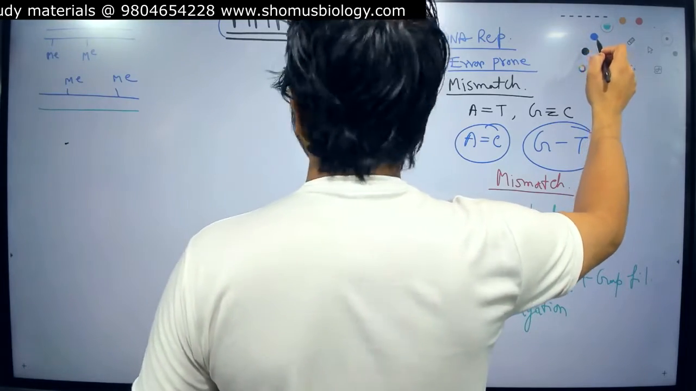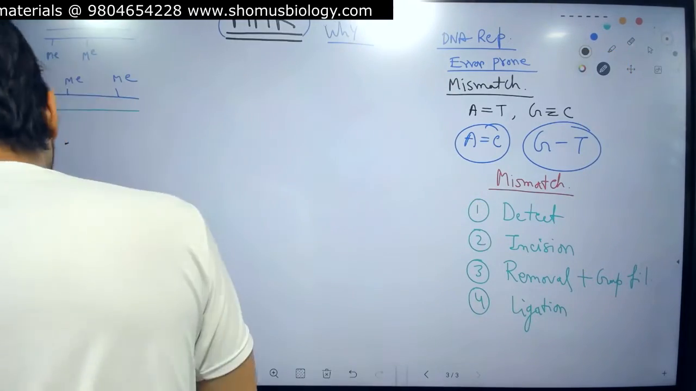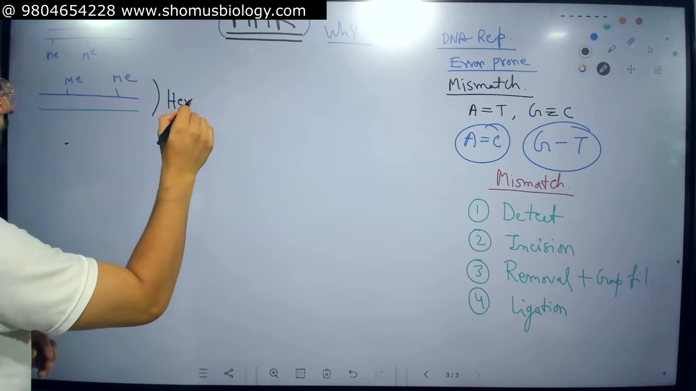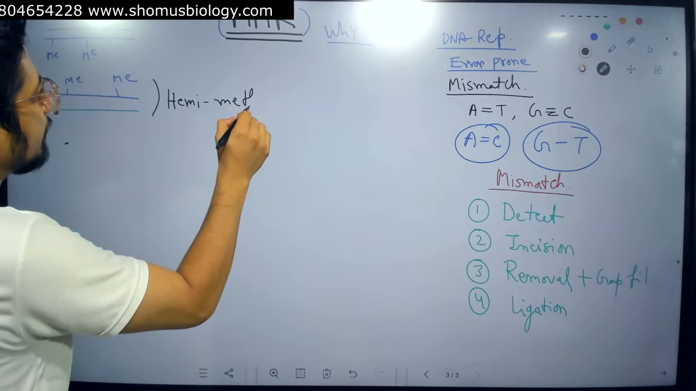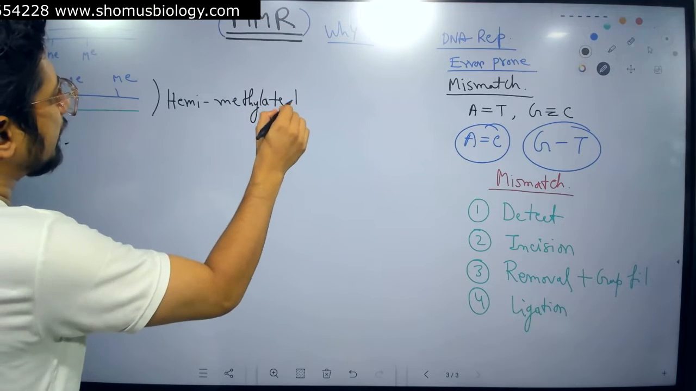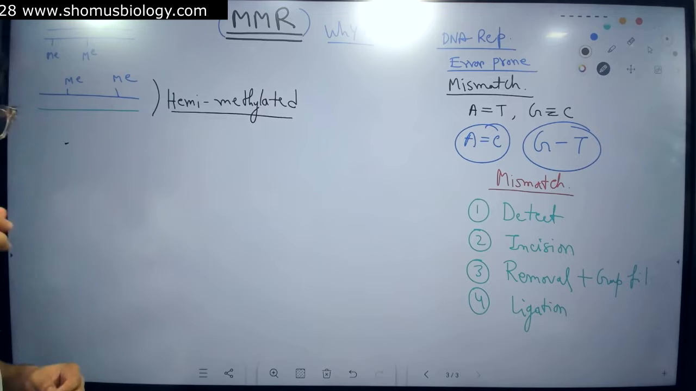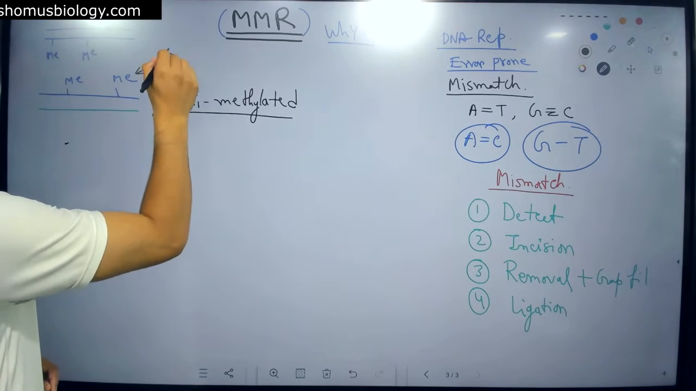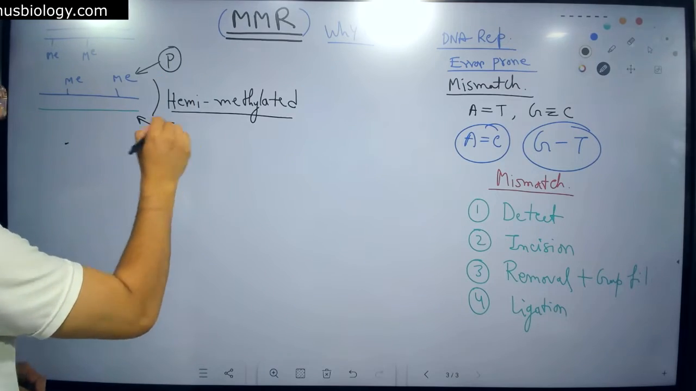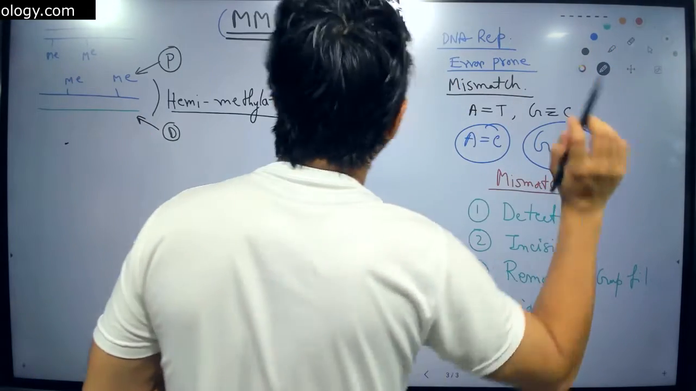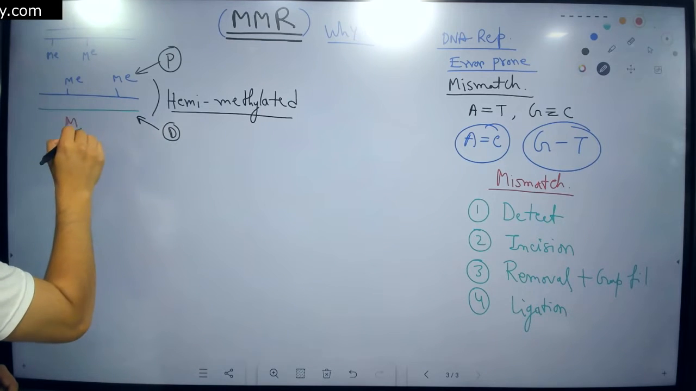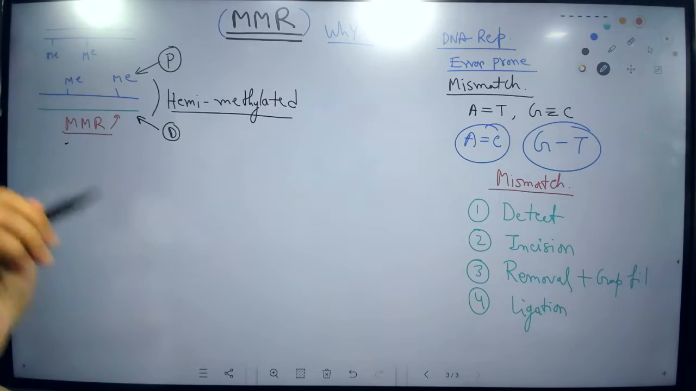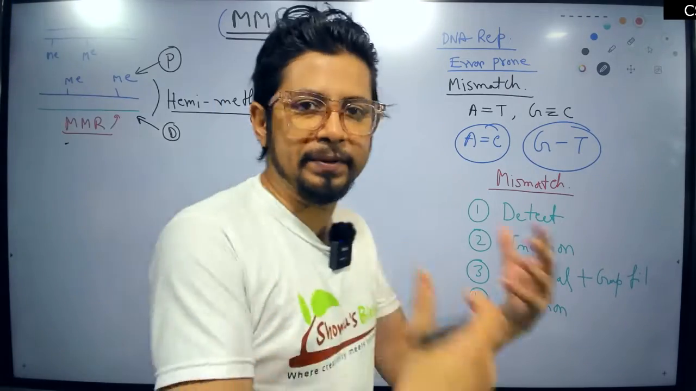So what the cell, E. coli, will do now, this is a hemimethylated condition, hemimethylated strand of the DNA. This hemimethylated state is very crucial, very important for the E. coli to understand which one is the parental strand and which one is the daughter strand. It is very important because the methyl mismatch repair, MMR, will be recruited in the daughter strand and not in the parental strand, because the parental strand is already pre-existing.